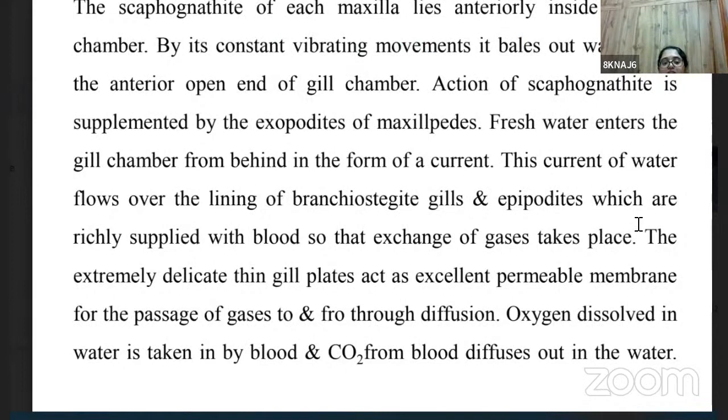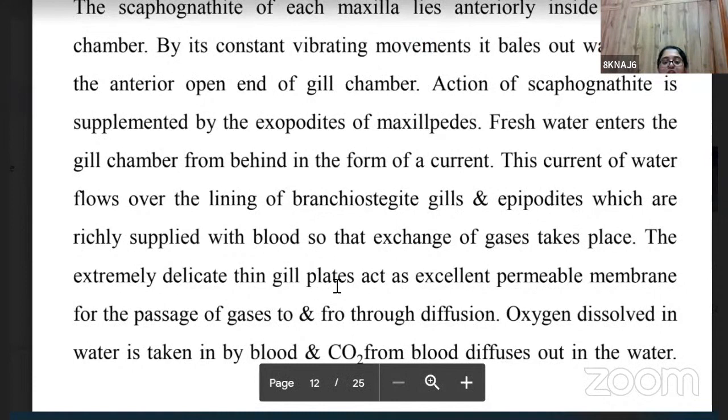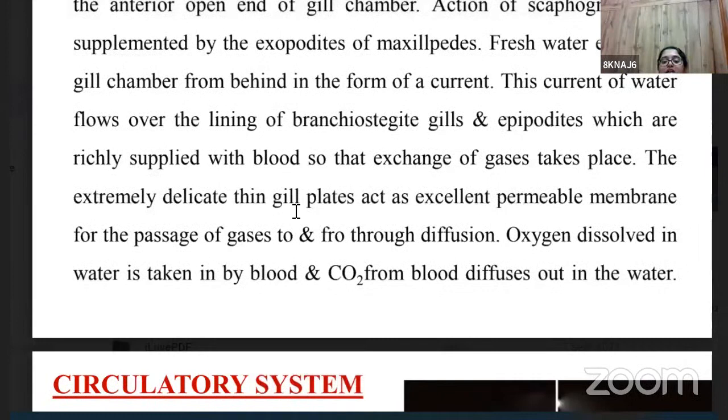There is always a current of water that is present. This is going over the lining of the branchiostegite, gills and epipodites. So gaseous exchange takes place in the blood. Then you have extremely thin, delicate gill plates that are present. They're an excellent permeable membrane for the exchange of oxygen and carbon dioxide.